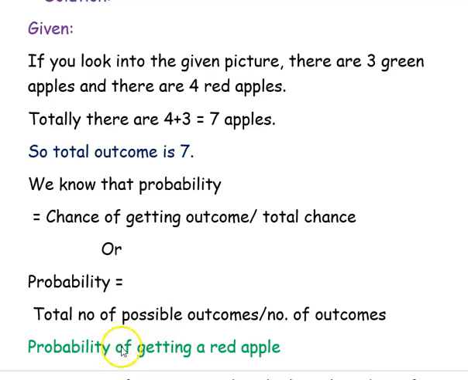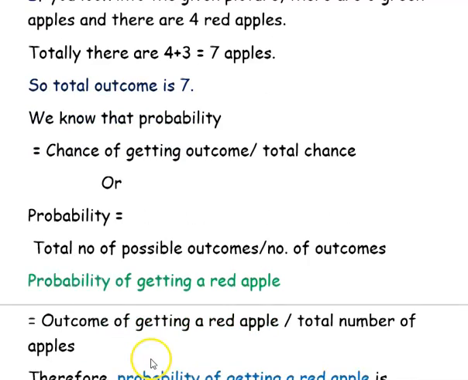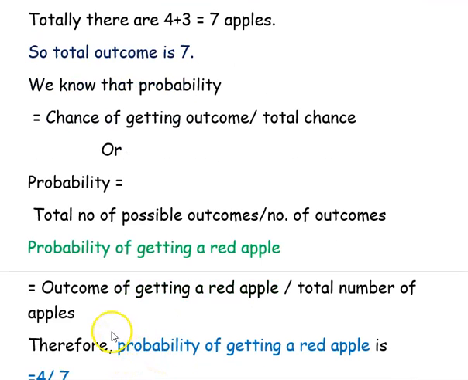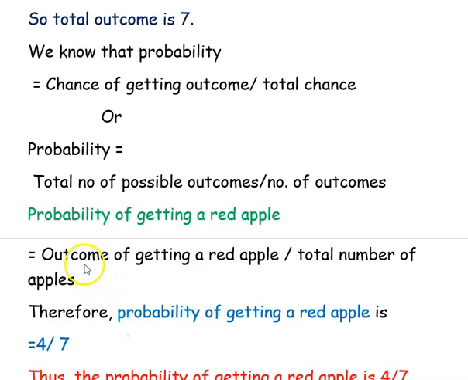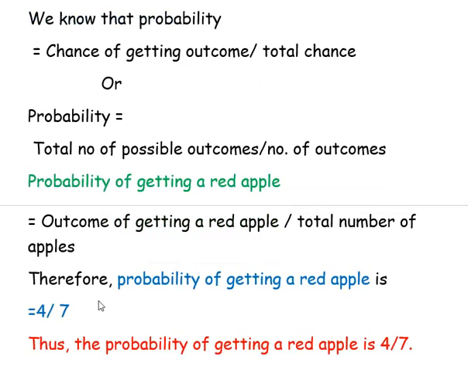Now our question is to find the probability of getting a red apple. We can rewrite the formula as the number of outcomes of getting a red apple divided by the total number of apples. So the probability of getting a red apple is the total number of red apples, 4, divided by the total number of apples, 7. Thus the probability of getting a red apple is 4 divided by 7.